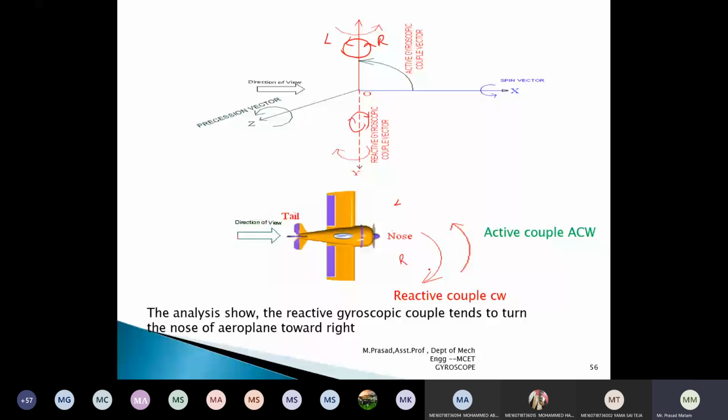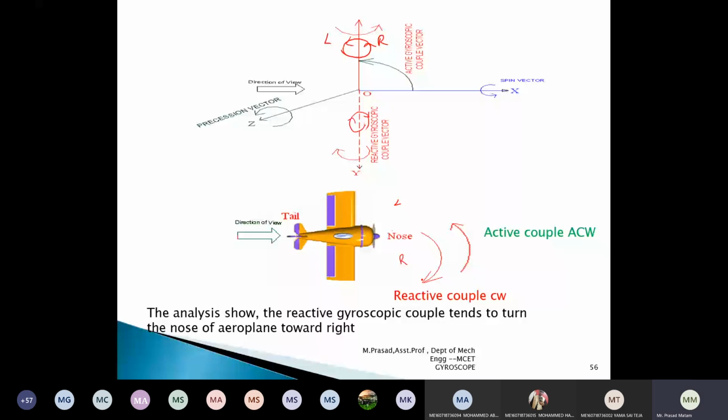Anti-clockwise, sorry, the active couple rotates in anti-clockwise motion. Similarly, the reactive couple rotates in the clockwise motion. I'm showing the same only. This is my anti-clockwise motion. This is my clockwise motion. Same I'm representing here. This is my anti-clockwise motion, means the aeroplane tries to turn towards the left side. But what is the reactive couple trying to do? It tries to move the aeroplane towards the right side to maintain the stability.